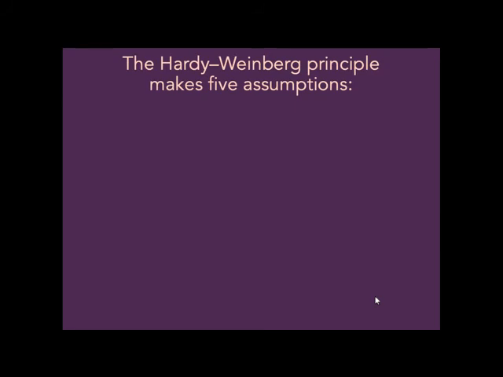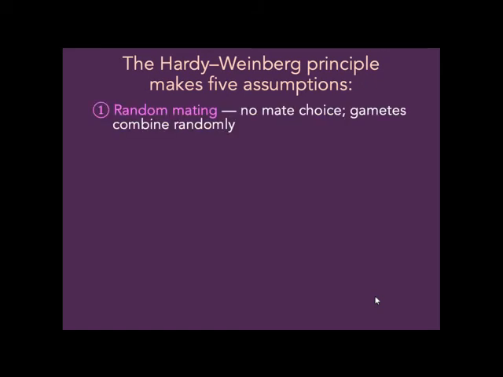All right, so again, we talked about the Hardy-Weinberg principle as being a way to predict what happens if there's no evolution, right? So if there's no evolution, we have to expect certain conditions, right? So these conditions are the 5 assumptions of the Hardy-Weinberg principle.